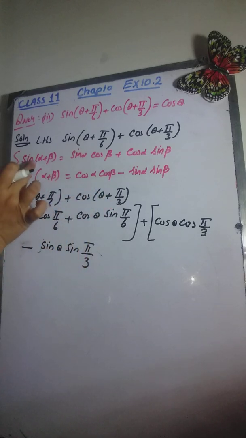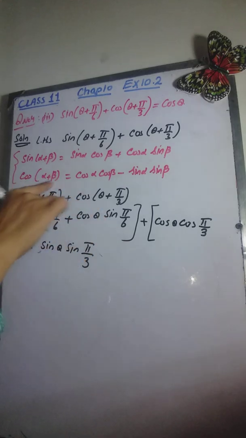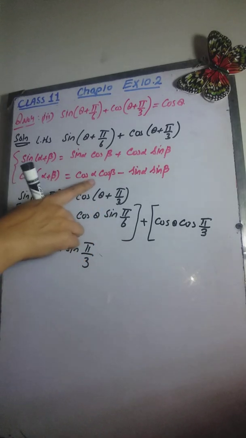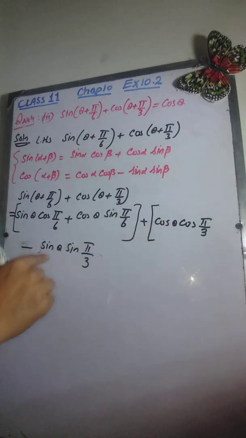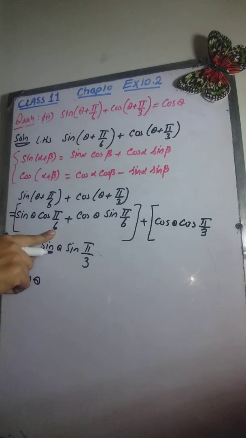I have applied the first identity sine alpha plus beta to this expression, and I have applied the second identity cos of alpha plus beta to this expression. This is what we got. Now next, I'm going to simplify this expression. Sine of theta, as theta is unknown, will remain like this, but here we have pi by 6. Pi by 6 is 30 degrees.